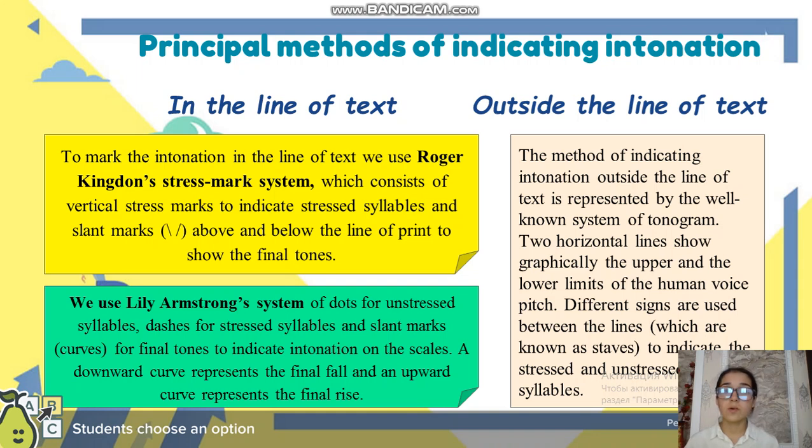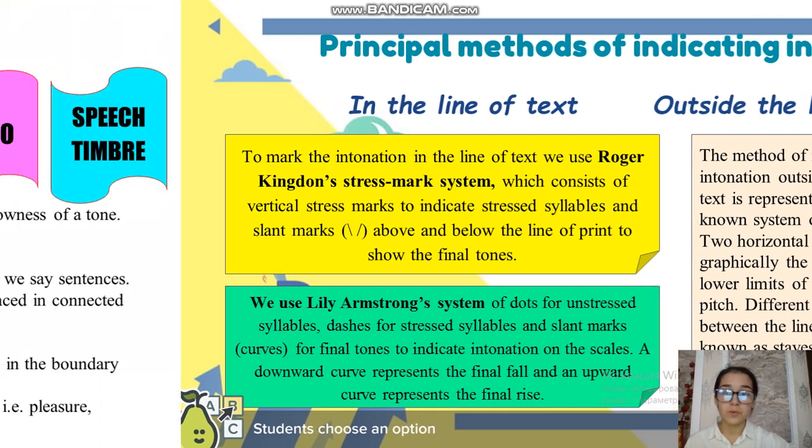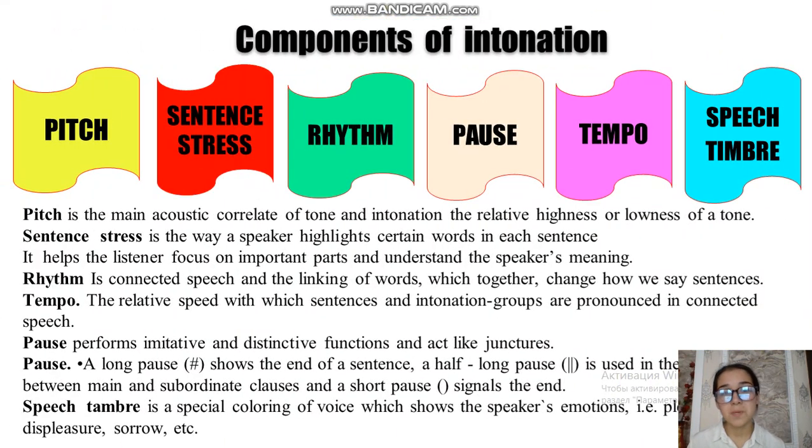So students, question again. What do you think about the components of intonation? How many components of intonation are there? Wonderful. There are 6 main components of intonation. What are they? They are pitch, sentence stress, rhythm, pause, tempo, and speech timbre. And here are given the definitions of all components, please look carefully, read them, and try to remember.